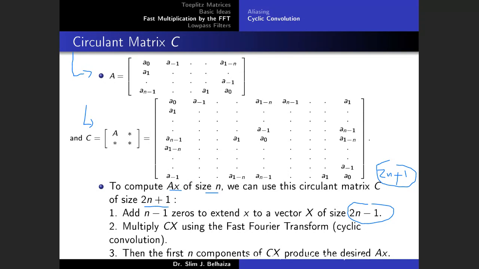The process, in fact, works this way. You add n minus 1 zeros to extend x to a vector of size 2n plus 1, and multiply Cx using the fast Fourier transform by cyclic convolution. Then the first n components of Cx produce the desired Ax.